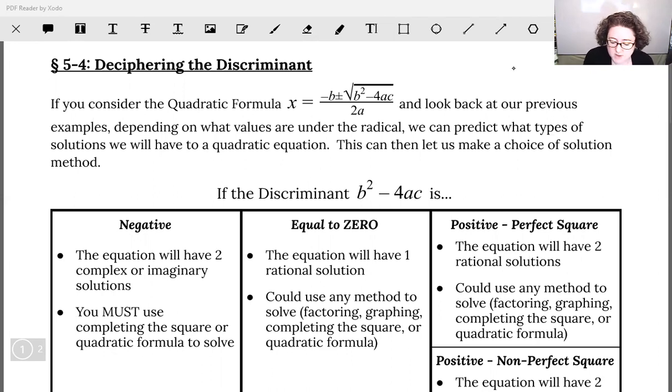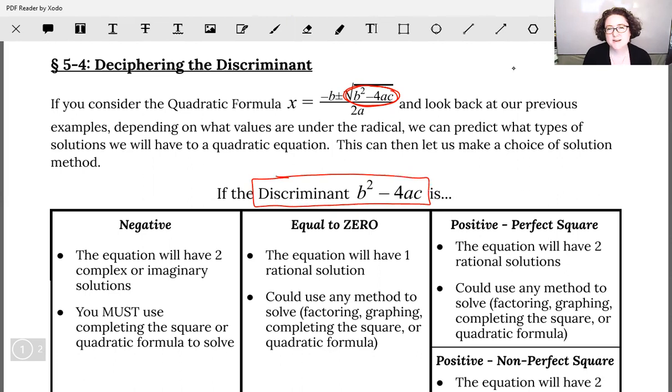But specifically, if we look at that value, the b squared minus 4ac, knowing what that value is and what would happen when we take the square root of that can actually let us predict what kind of solutions we're going to have. So we actually have a name for that. That is called the discriminant, and that's just what we would calculate under that square root from our quadratic formula.